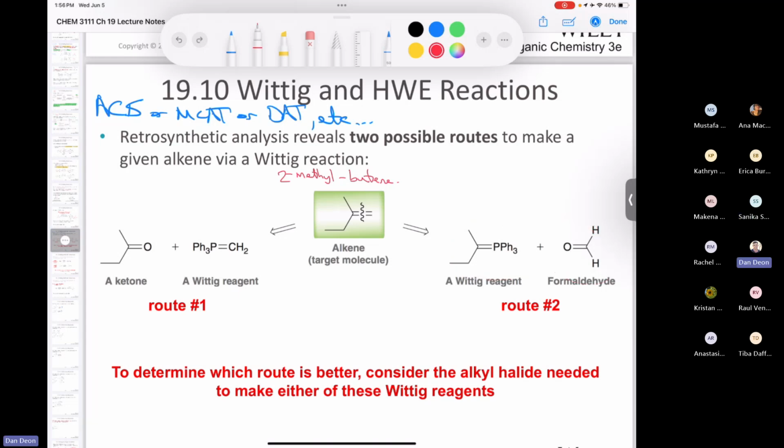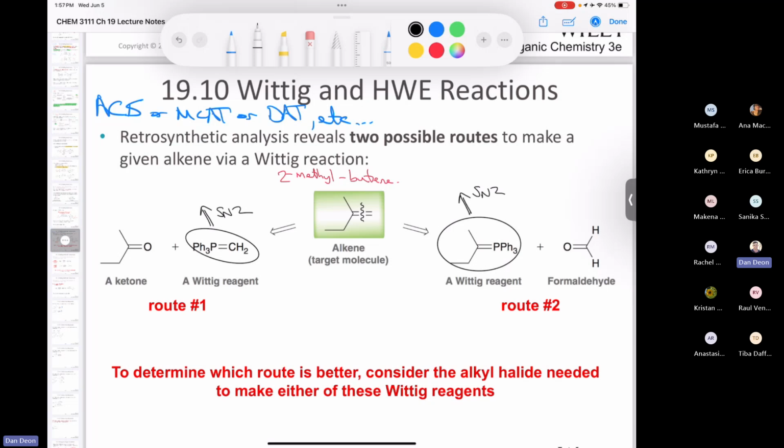So one of these is a good route and the other one is a bad route. The way I want you to remember which one is a good route is like this. If you think about just the Wittig reagent, that has to be formed via an SN2 reaction, right? This reagent has to come from an SN2 reaction. Which one of those is going to make an easier SN2 one? The one on the left or the one on the right?